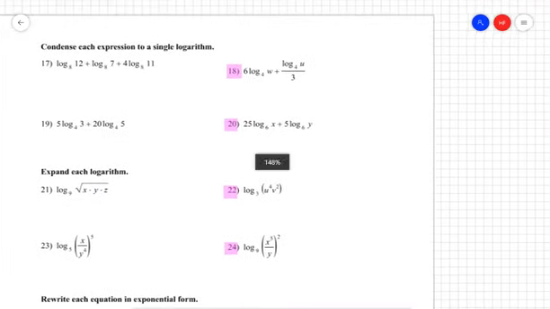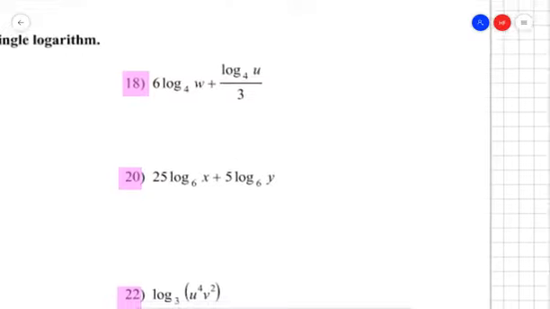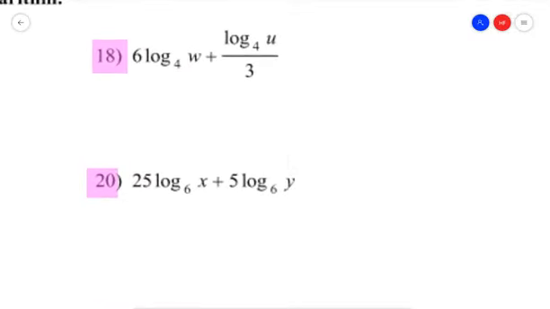Next section, we're condensing into a single logarithm. So on number 18, we want this to just be one single log. I'm going to rewrite that with the fraction as a coefficient. So instead of dividing by 3, I'm multiplying by 1/3. It's the same thing. I just rewrote it.